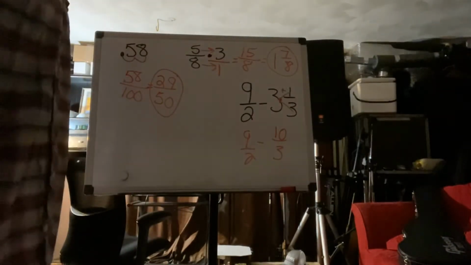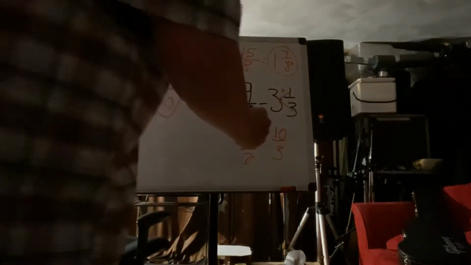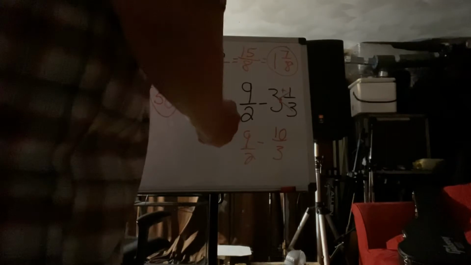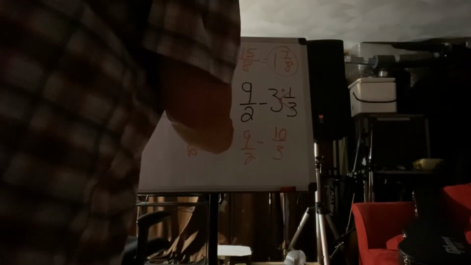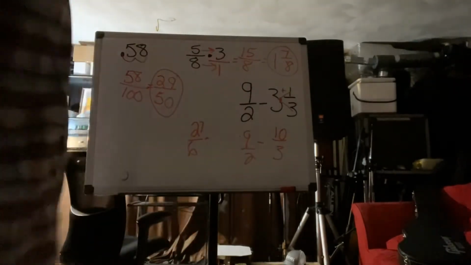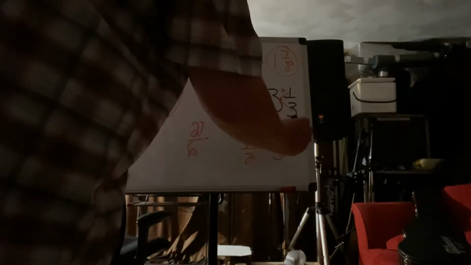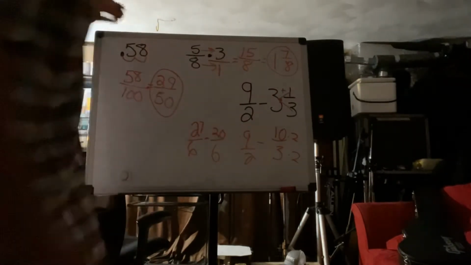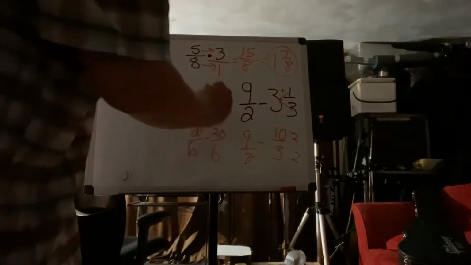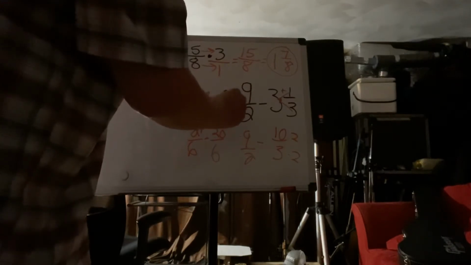9 halves take away 10 thirds. But now we got to find a common denominator. What's the common denominator for 2 and 3? We're going to make them 6. So we're going to have to multiply this one times 3 to make it 6. So our new fraction is going to be 27 sixths. Take away 10 thirds. 3 times 2 is going to be 6. So we're going to multiply this times 2 to make it 6. And we get 20 sixths. 27 take away 20 would be 7 sixths. And that's going to give us 1 and 1/6.